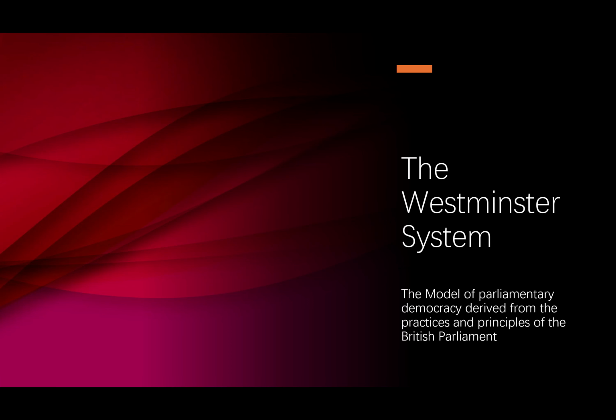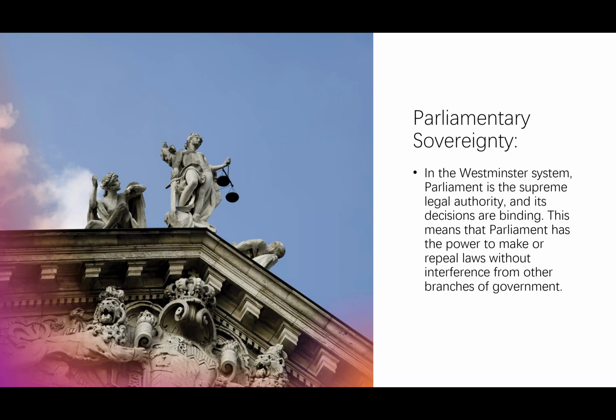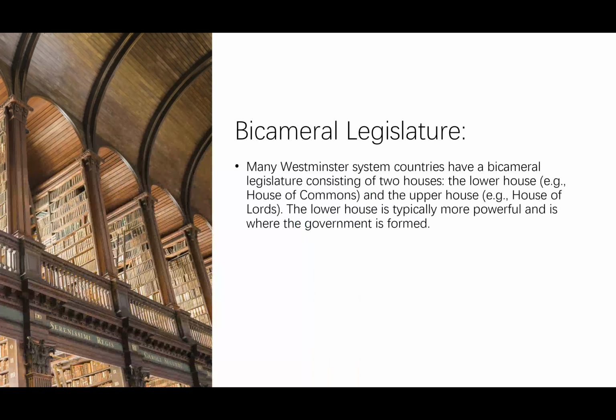The Westminster system now. Let's have a discussion about this. The model of parliamentary democracy derived from practices in the British Parliament. That is what the Westminster system is described as, right? So it's a parliamentary model derived from British principles or British traditions, right? So we have parliamentary sovereignty in the Westminster system. The parliament is the supreme legal authority and its decisions are binding. This means that parliament has the power to make or repeal laws without interference from the other government branches, right? So they make and repeal laws, right, without interference from other government branches there, right?